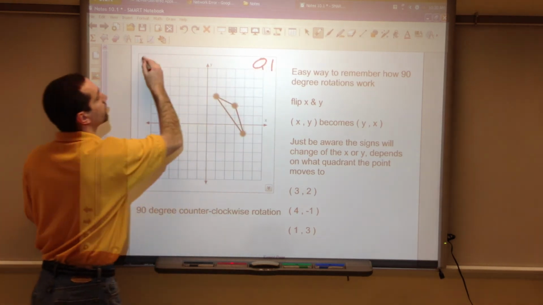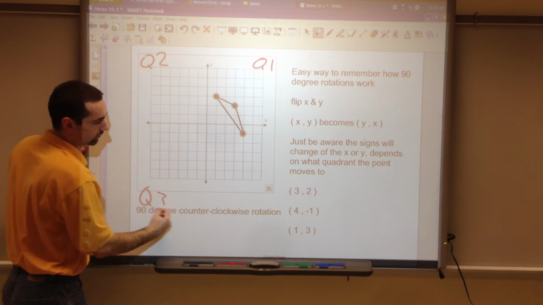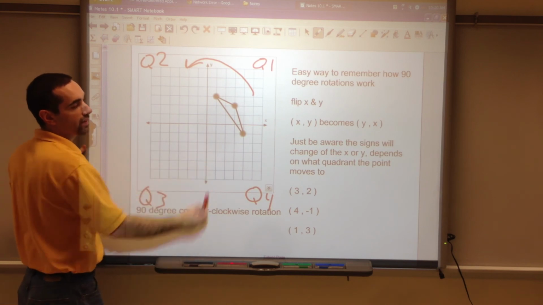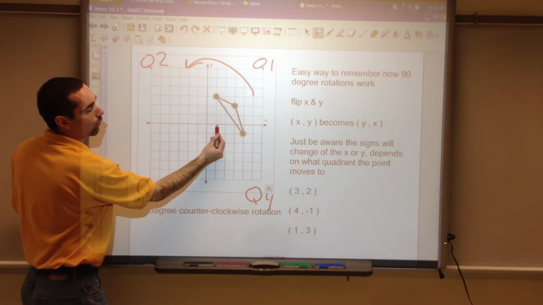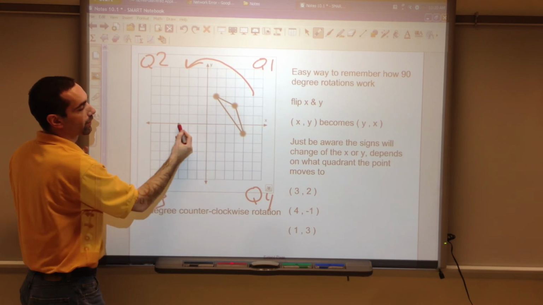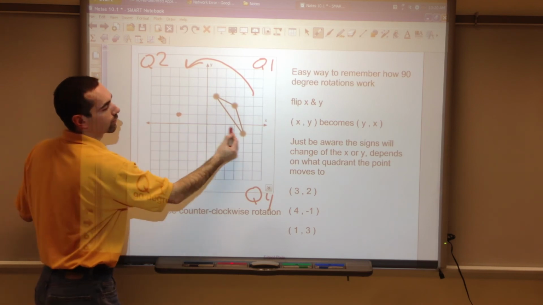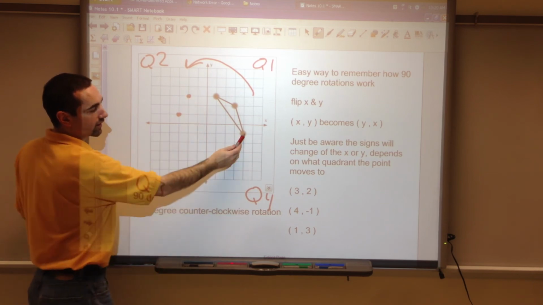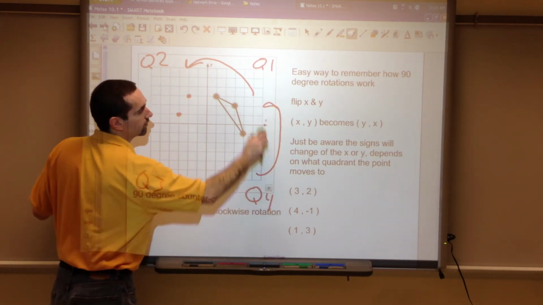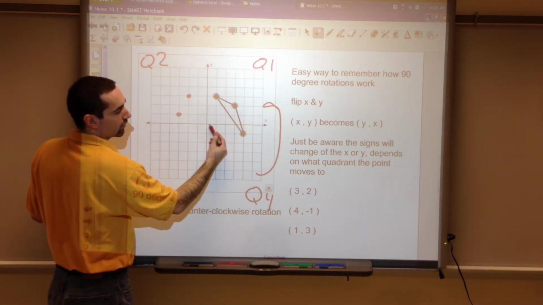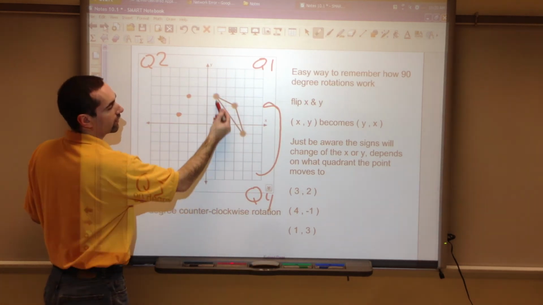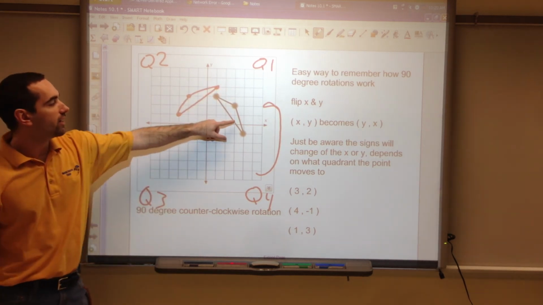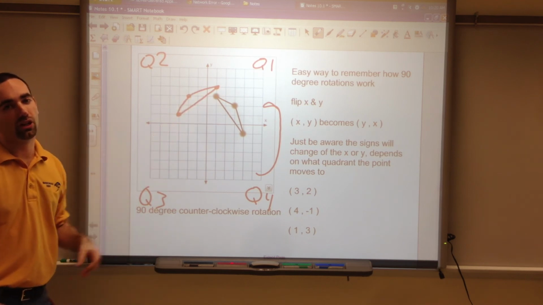So again, I'm thinking about the quadrants I'm in. I'm rotating this direction. So same idea, I'm going to flip my x and y's. 1, 3, 3, 1. 3, 2, 2, 3. This guy's moving to quadrant 1. 4, 1, 1, 4. And there we go. 90-degree counterclockwise rotation.